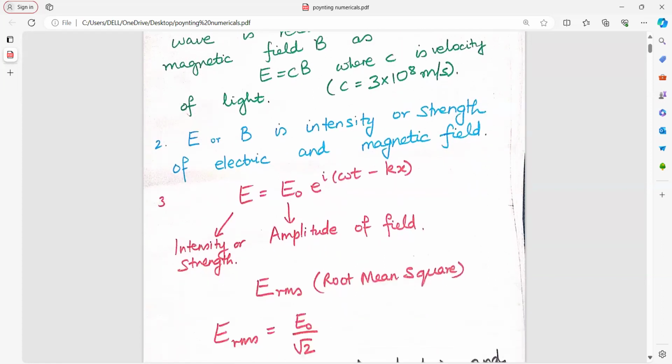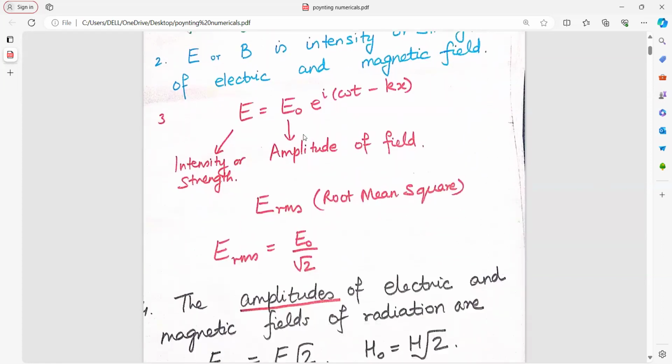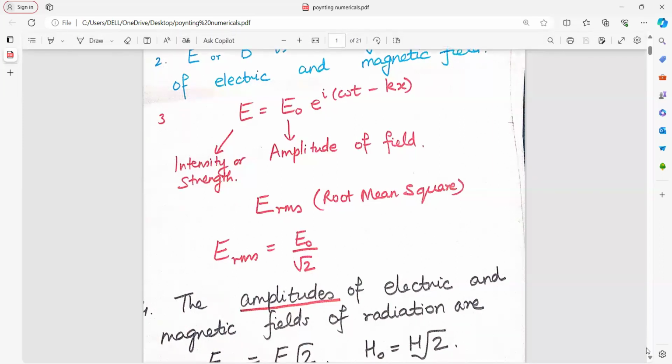Since it is moving as a transverse wave, E equals E naught exponential to the power of i omega t minus kx, where omega is the angular frequency, t is time, k is the wave factor, and x is the displacement. Here E naught is the amplitude of the field and E is the intensity or strength. Another term, the root mean square value, is given by E naught upon root 2.